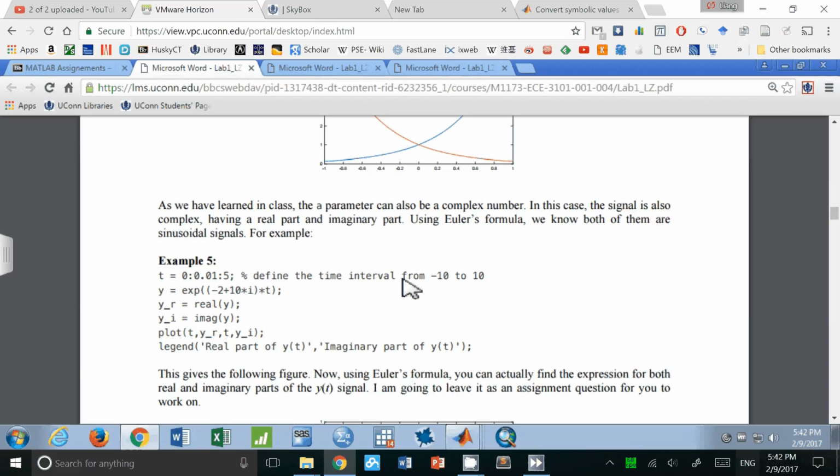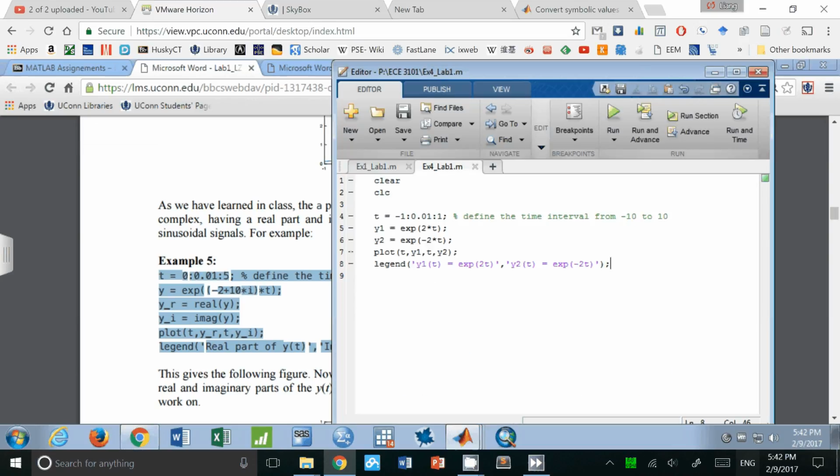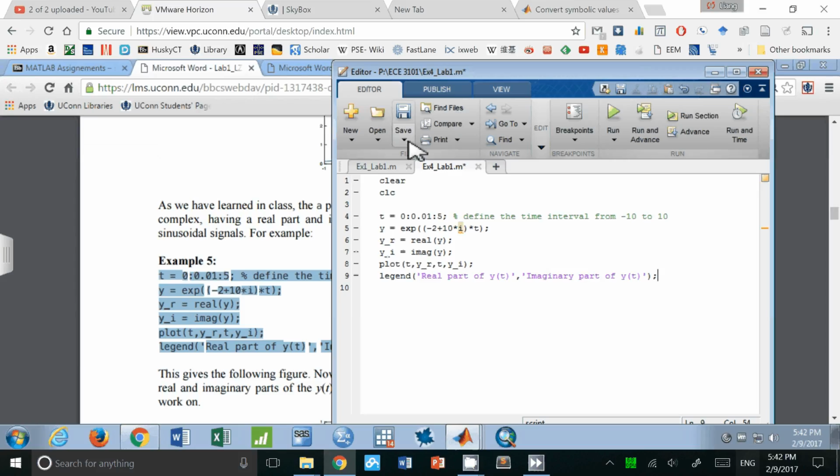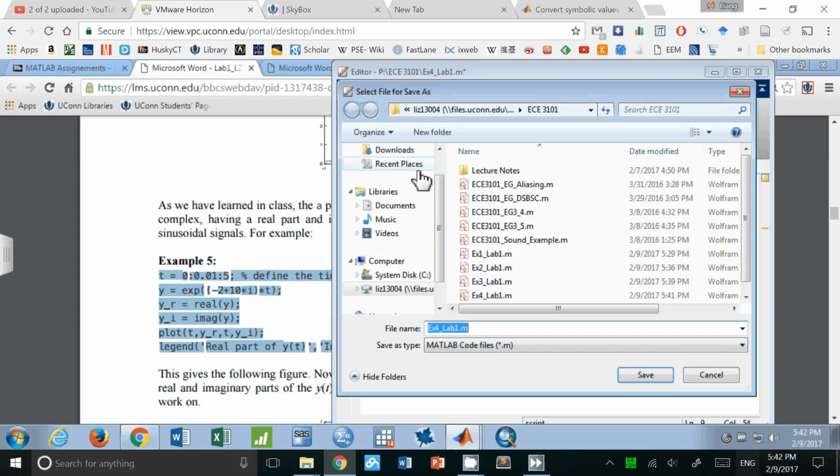If your exponent is a complex number, we can do something similar, but now because of Euler's formula, we know it has two parts, the real part and the imaginary part, which can be done using the real and imag commands. So let me copy both of them again. Go back to this. I'll replace this part of the code. Paste. And I'll save this file as number 5.